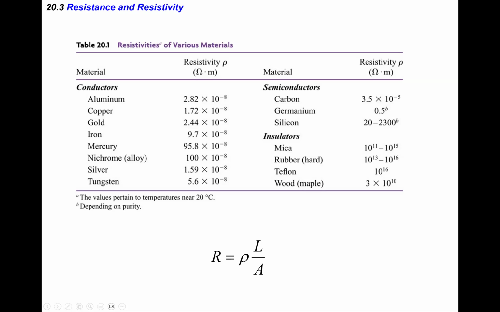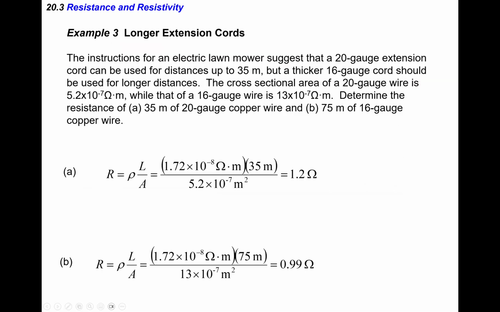Okay, we have conductors, which provide small resistivity and a small resistance. We have insulators, which give you very big resistivity and very big resistance. Okay? And then we have an example here. We can quickly go over this example.